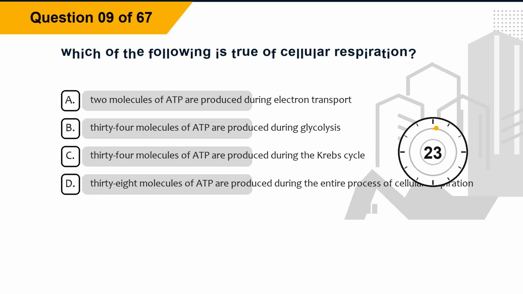Question 9. Which of the following is true of cellular respiration? Option A, 2 molecules of ADP are produced during electron transport. Option B, 34 molecules of ADP are produced during glycolysis.